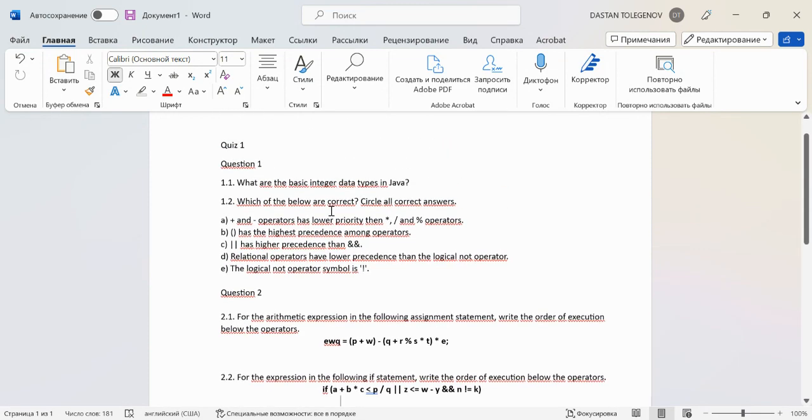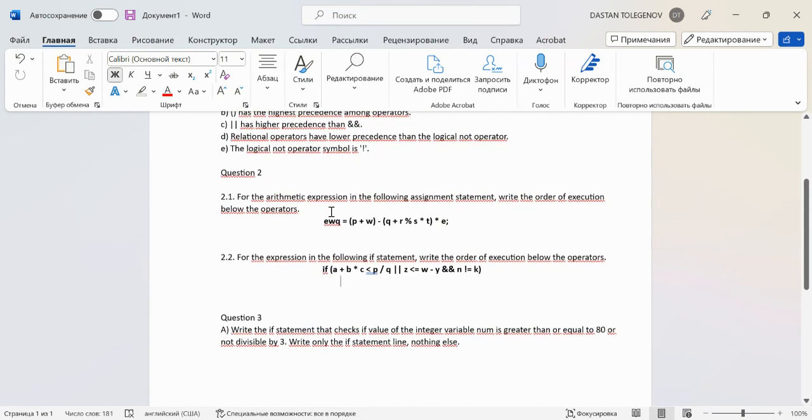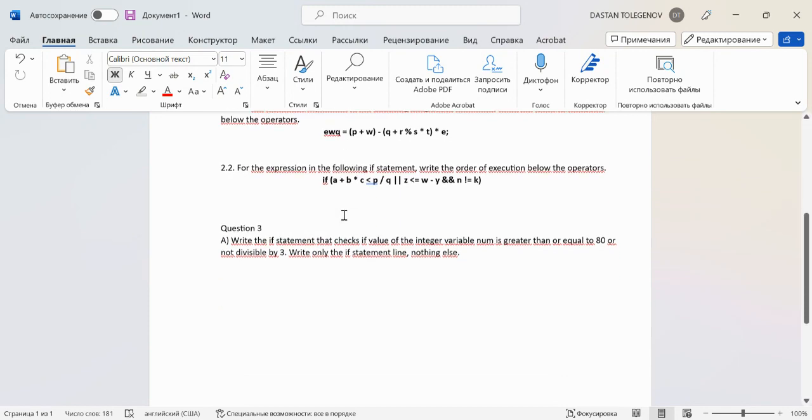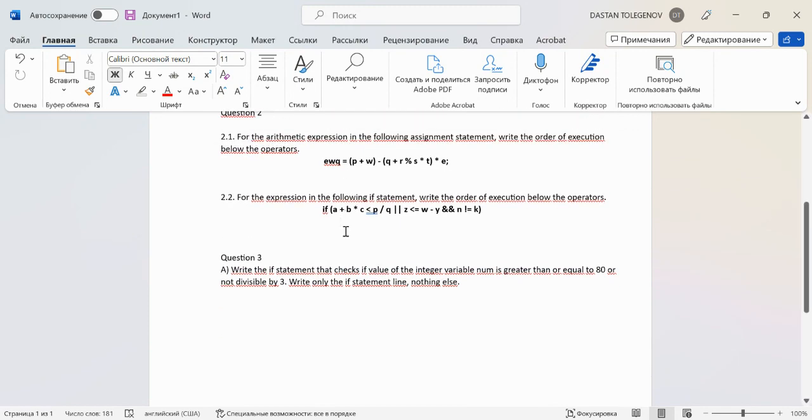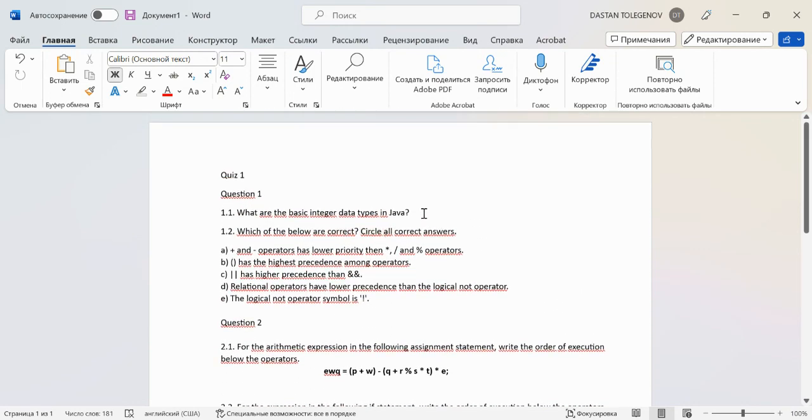Also, we have questions about operators. In question two, we have to define the precedence, I mean the priorities of our operators as well, the order, in other words. And in question three, we have to write the if statements. So let's get started. Question 1.1, what are the basic integer data types in Java?